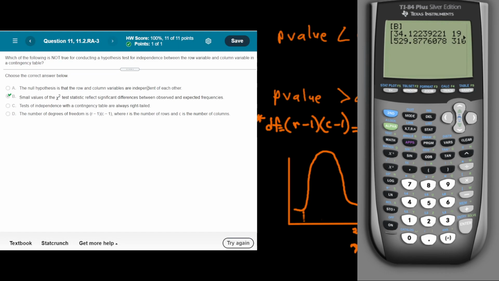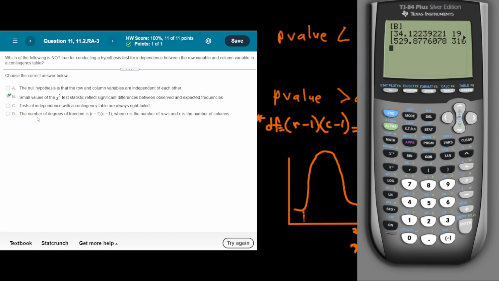That's it. I forgot what the O means. You have to forgive me. I'm pretty sure you stumble across it somewhere else. Okay, I'm not even going to go from the beginning of here. Here's the answer. Small values of the test statistic reflect significant differences between observed and expected. Yeah, that is not true. It's actually the opposite. It reflects large values.